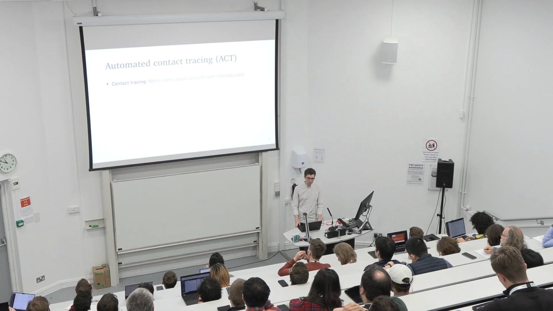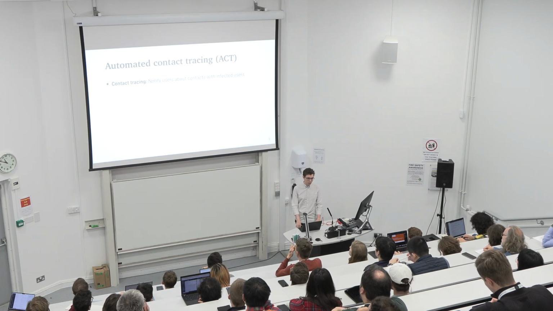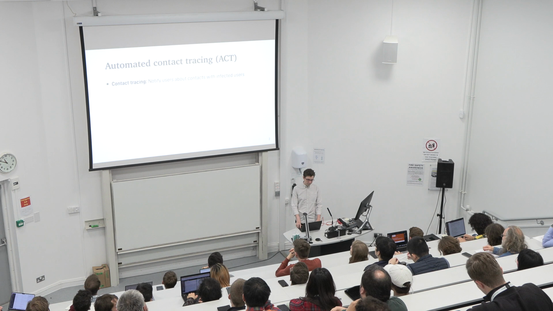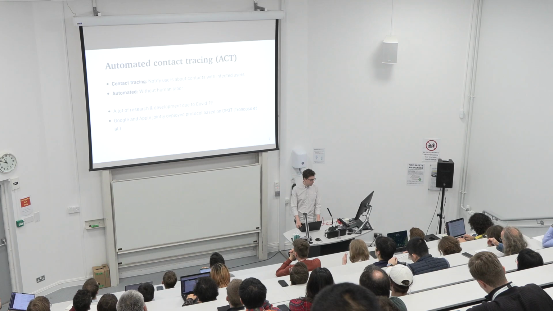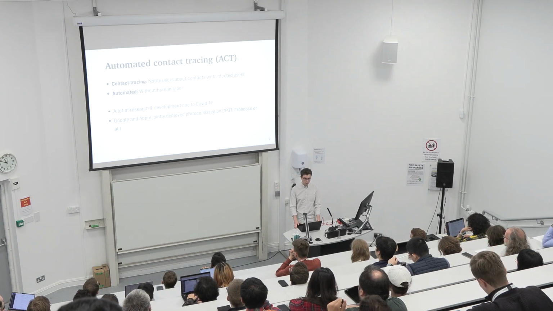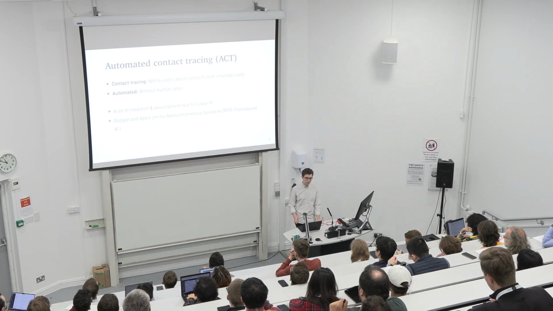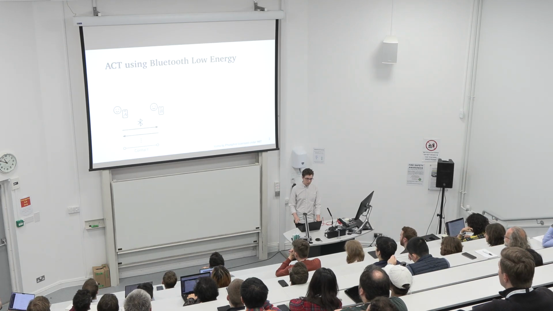For contact tracing, it's a disease control matter, and we want to notify users about contacts with other infected individuals. And this should be automated. We all know COVID, and this spawned a lot of research in this area. It culminated in Google and Apple jointly deploying a protocol based on DP3T, which you've just seen in the talk beforehand. In general, these protocols use smartphones and Bluetooth Low Energy.